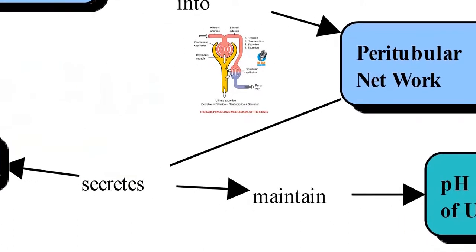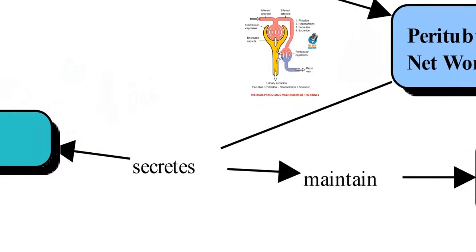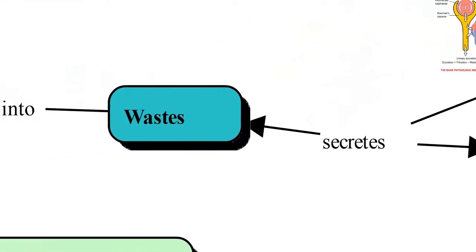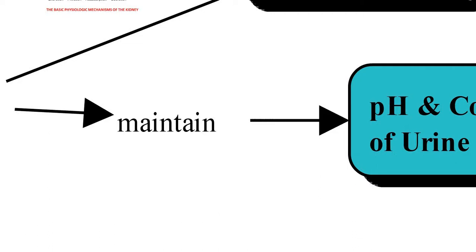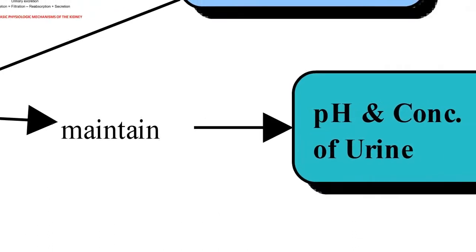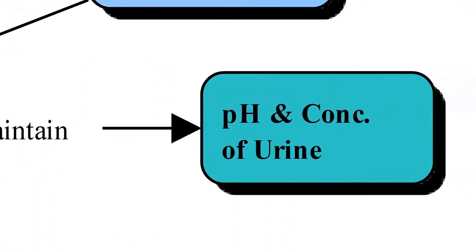As we discussed, this peritubular network secretes waste materials into the distal convoluted tubule, and this process is known as tubular secretion. The main aim or objective of this reabsorption as well as secretion is to maintain the pH and concentration of urine in the body.